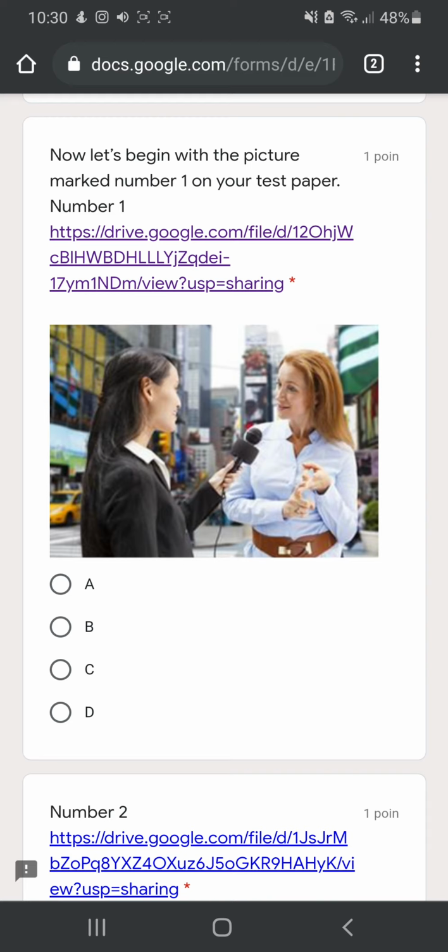A. The reporter is reporting an accident. B. The reporter is presenting the weather forecaster. C. The reporter is interviewing a woman. D. The reporter is holding a talk show.